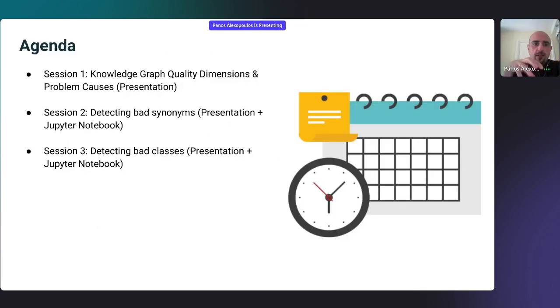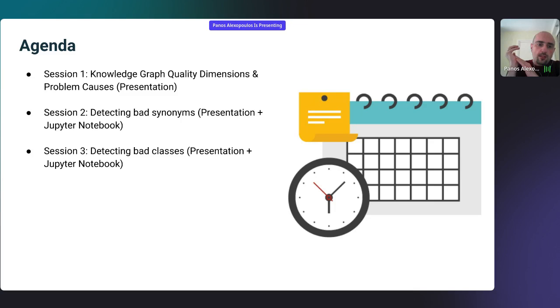So the agenda is simple. The first session, I'm going to present and discuss the quality dimensions and the problem causes of knowledge graphs. The second session will be about a particular problem that we often see in knowledge graphs, and this is about bad synonymy. That is, entities that look synonymous, but they really are not, and vice versa. Entities that should be synonyms, that should be under the same entity, but they are different.